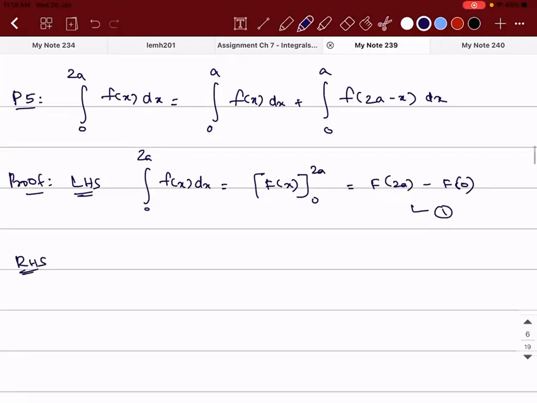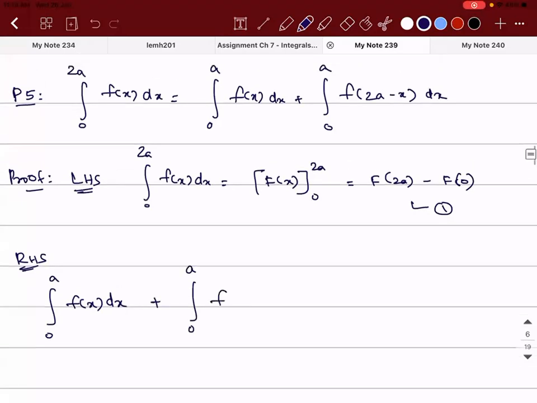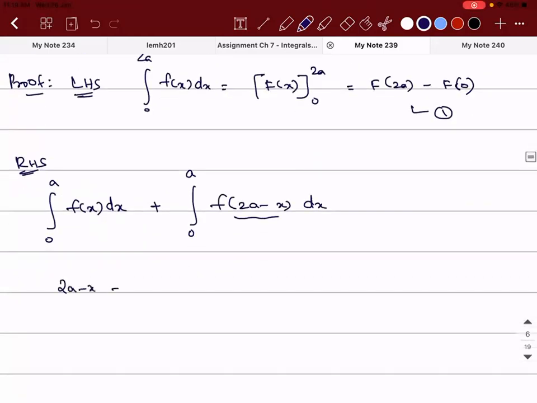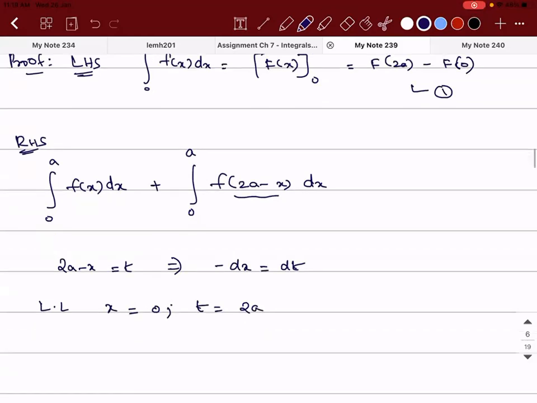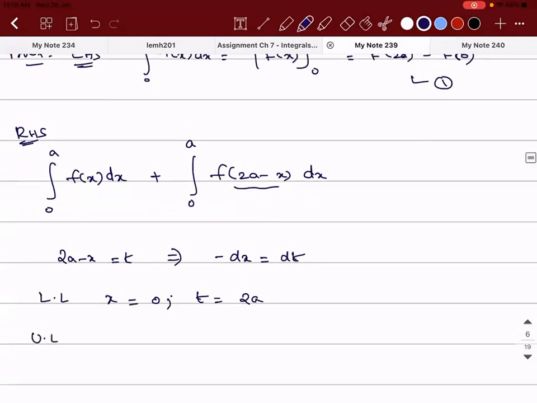Now if I take the RHS, integral of 0 to a f of x dx plus integral of 0 to a f of 2a minus x dx. Now what I will do is take this 2a minus x and substitute it as t. Then I'll get minus dx is equal to dt. Similarly, when I take the lower limit x is equal to 0, t will be equal to 2a. And if I take the upper limit, x will be equal to a, then t will be equal to a.